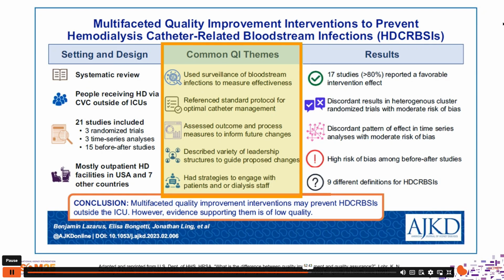So I highlighted in yellow the common themes that he found. One, that when these QI and systems implementations were done, pretty much all of them used surveillance, so more quality assurance of bloodstream infections to measure effectiveness, so part of that PDCA cycle. They referenced standard protocols and made processes, so some of the process mapping and the protocol development. Everybody assessed outcome and process measures to inform future changes, so the cyclic cycles that I talked about. They did describe a variety of leadership structures, but leadership always had to be involved to support this, and they had strategies to engage not only staff but patients.